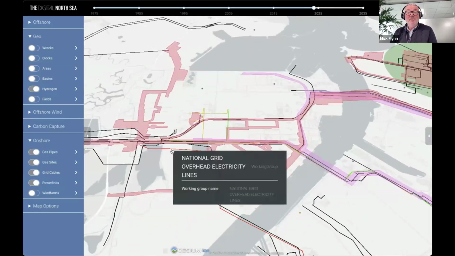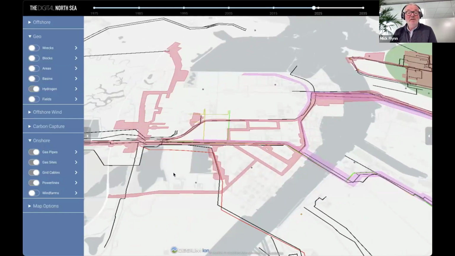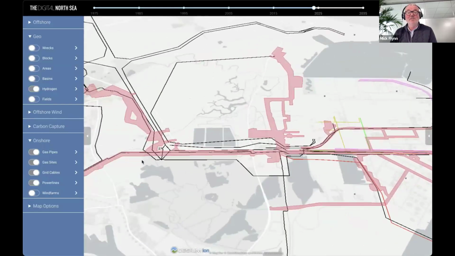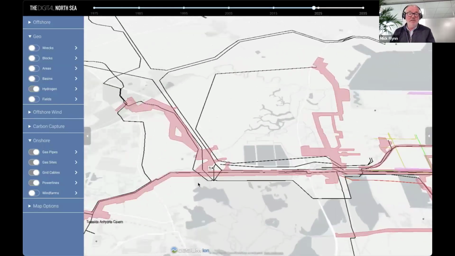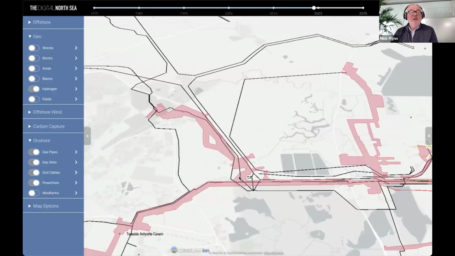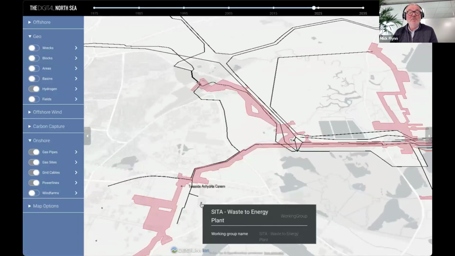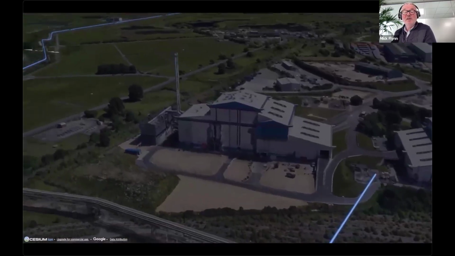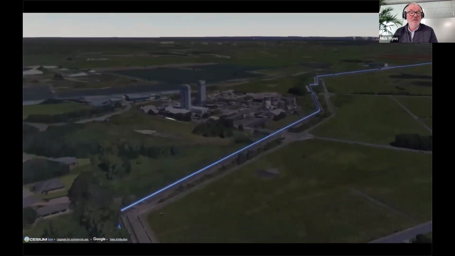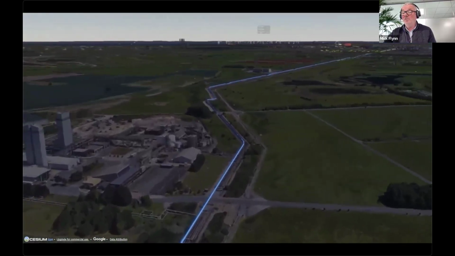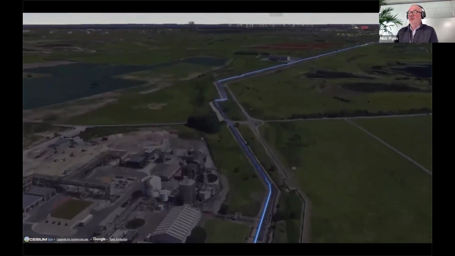The pink shaded areas are actually the BP hydrogen network that has been mapped out by a company called Ardent, based down in Leeds. And we've spoken to them on the work that we're doing, and we can also see one of the storage potential areas there, which is the Teesside anthracite caverns.